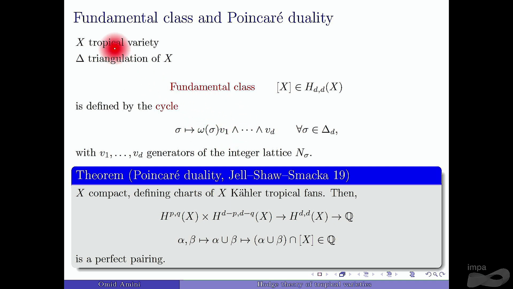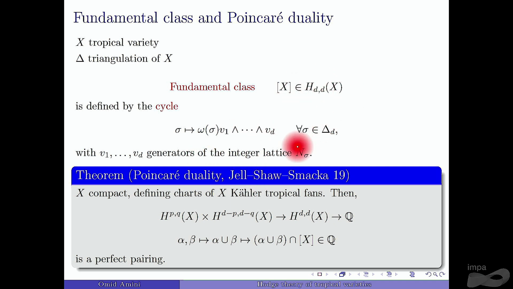The idea is that if you have a tropical variety, which I just defined, you can define the fundamental class, and the fundamental class lives inside H_{d,d}. So this is the homology of X with coefficients in the F_d homological, and it is defined by a cycle. This cycle has a very explicit description in terms of a volume form that you can put on any top-dimensional simplex inside X. And using the balancing condition, you can check that this is a cycle.